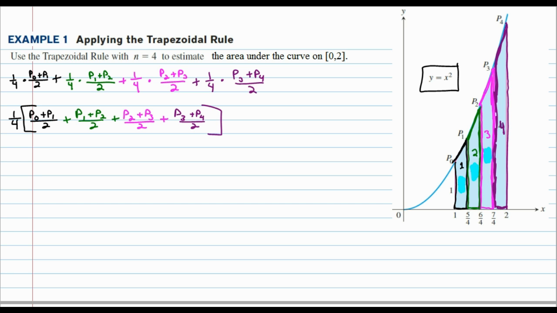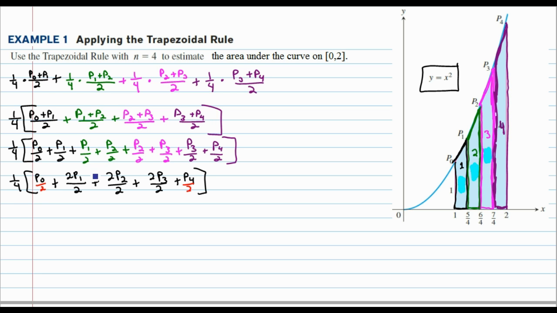So now I'm going to factor out the 1/4 just to make my writing a little bit simpler. Now I can distribute this denominator to each and every single one. So I have p sub 0 over 2 once and p sub 4 over 2 once. Everything else got used in 2 different trapezoids, as you can see by the color coding. I made the first trapezoid black, the second trapezoid green, etc.